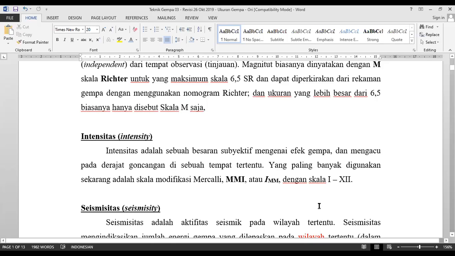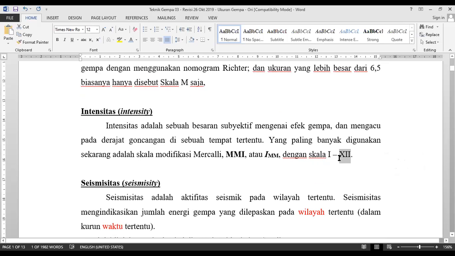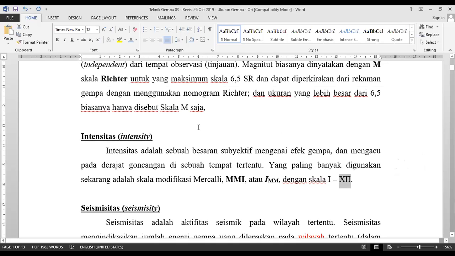But they use a scale with Roman numerals, the Roman code. There is no decimal comma. If you are using 6.5, 6.3, for example, there is no comma here because this is just a very rough approximation. The name is Modified Mercalli Intensity, called MMI. This one, M, is for the magnitude.